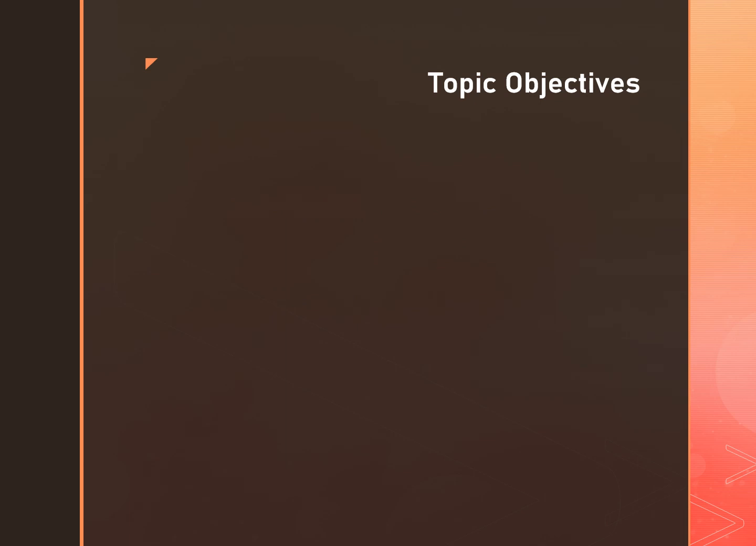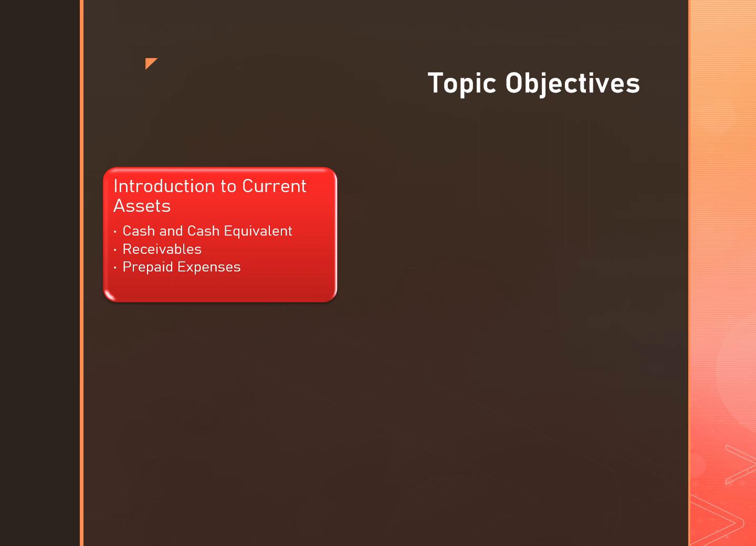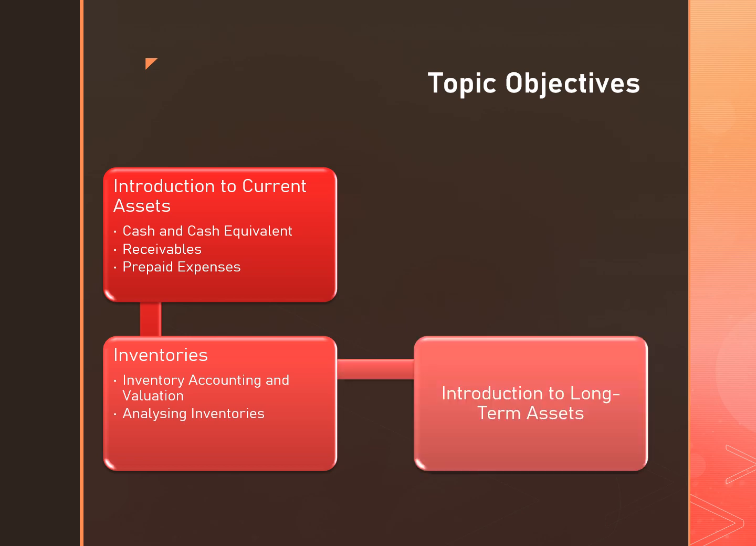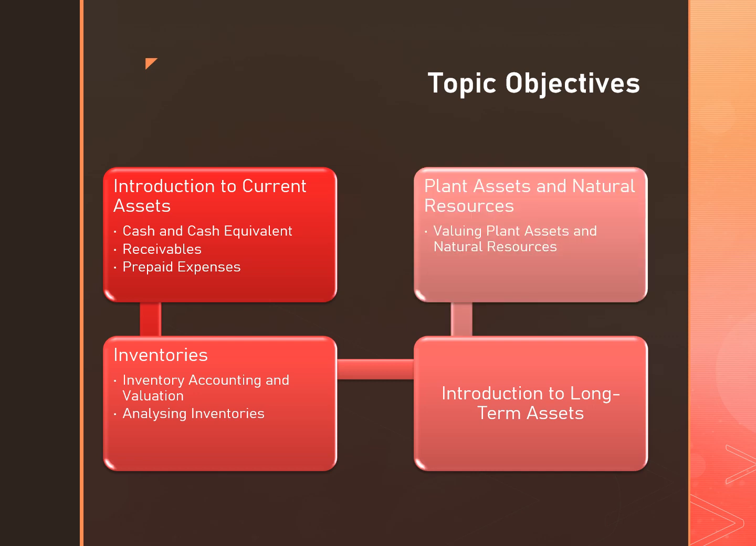This will be our topic objective. So first one, I'm going to introduce you to current assets. I'm sure that you have heard about current assets so many times. So this is just a revisit on your chapters. Next one, kita akan look on inventories, about inventories valuation and also analyzing inventories. About valuation also, I think that all of you have learned in your Math 151. It's about FIFO, LIFO and also weighted average method. Next, kita nak tengok on the long-term assets, and the last one is plant asset and natural resources.